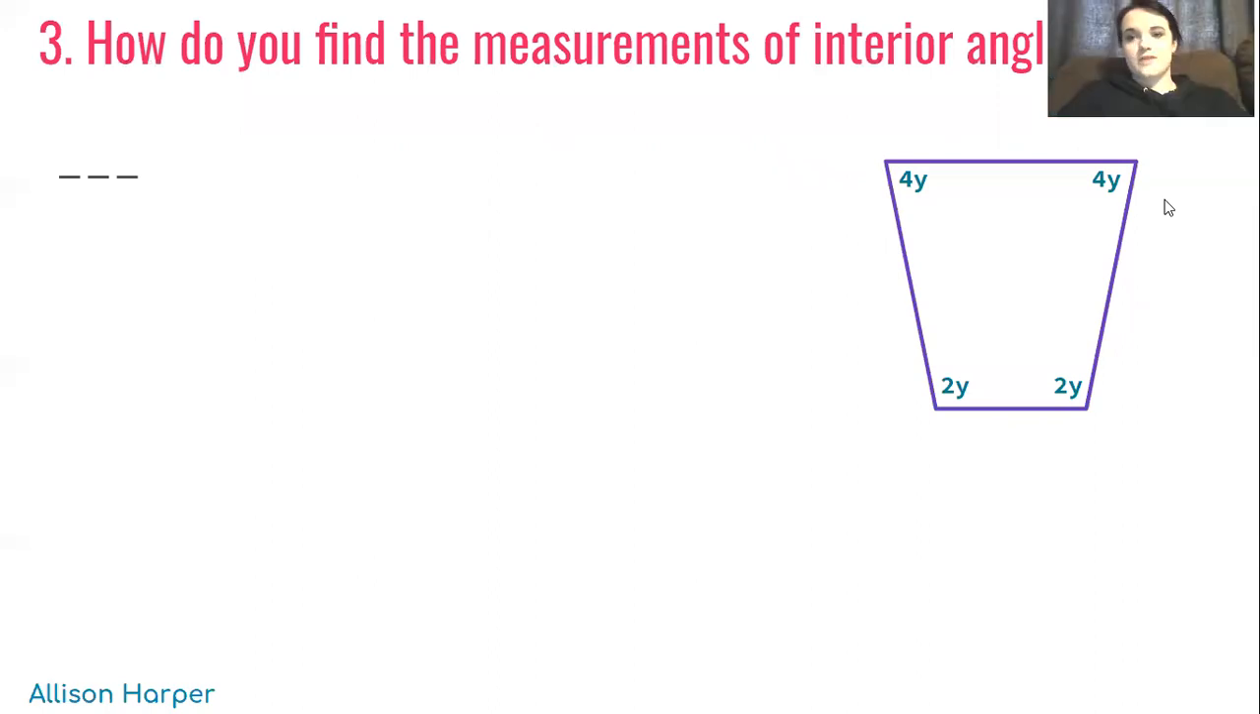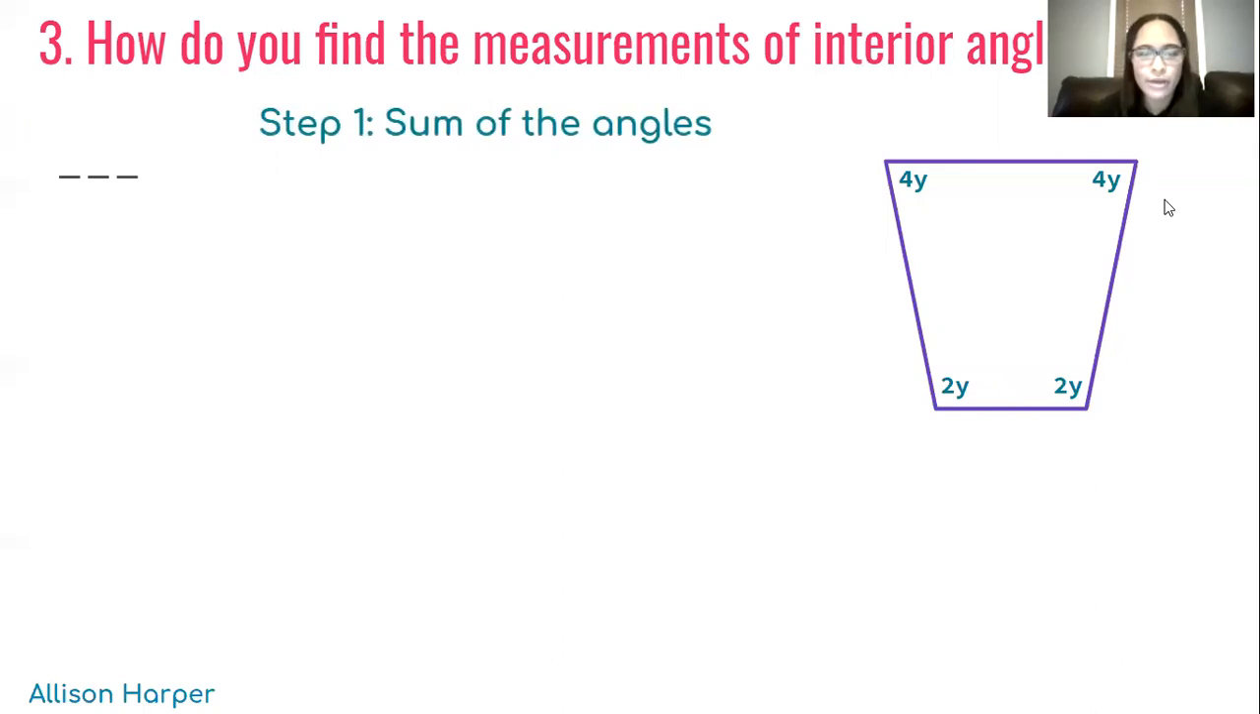So Allison, how do you find the measurements of interior angles? Okay, so there are 3 steps. Step 1, we are going to find the sum of all the angles in our figure. So our equation for that is n minus 2 times 180 degrees, and our n represents the number of sides on our shape. So there are 4 sides, so we're going to plug 4 in for n. So 4 minus 2 times 180 is going to be 360.